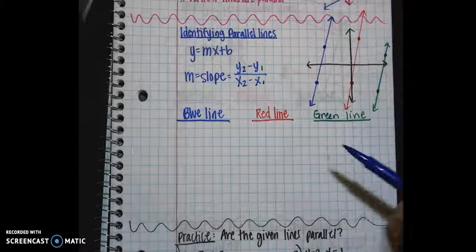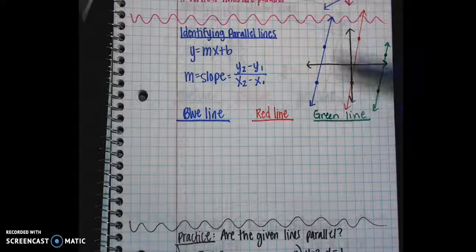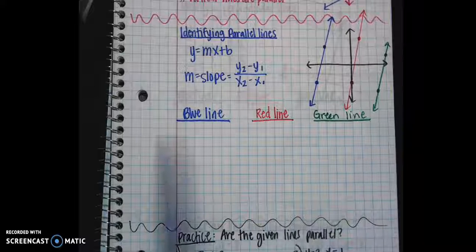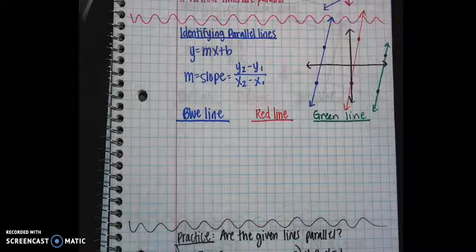So let's talk about how to identify them. Right now you can see I have a blue, a red, and a green line. So you can see that I'm going to be doing something with all of these lines. Right now, take a second, freeze it, pause it, whatever you need to do, and I need you guys to actually plot these lines right here. So everybody do that really quick.